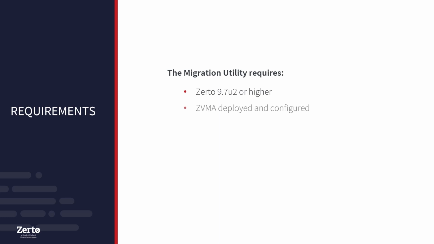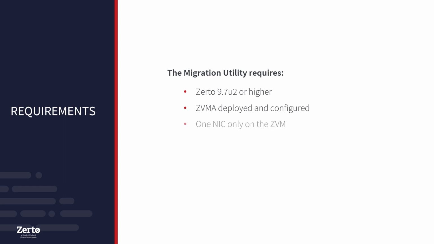Then, make sure to deploy and configure your ZVMAs first. The migration utility does not deploy a ZVMA as part of the process, so the appliance you're migrating to must be ready to go beforehand. You will want to use the exact same version for the Windows-based ZVM and your Linux-based ZVMA. For example, if your Windows ZVM is on Zerto 9.7 U3, deploy that for your ZVMA.